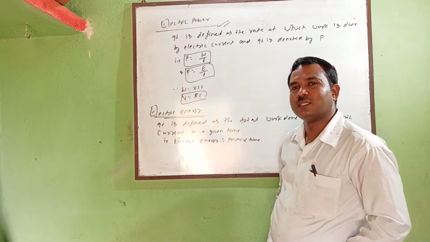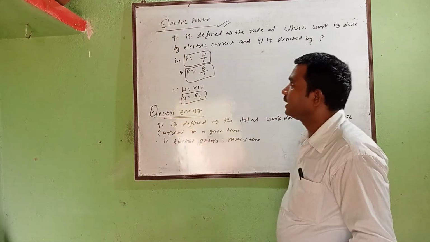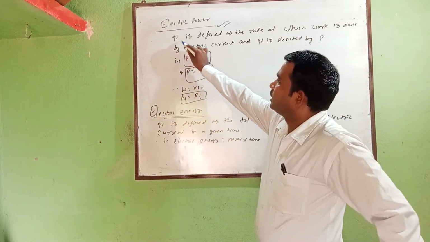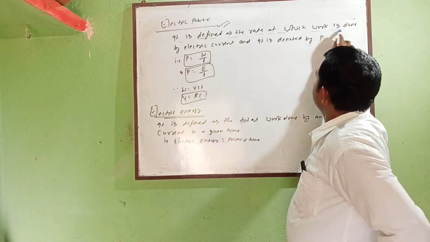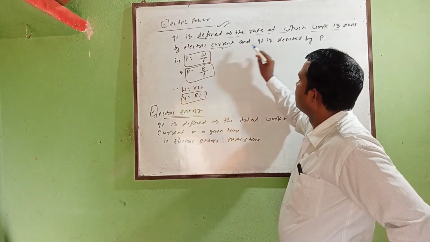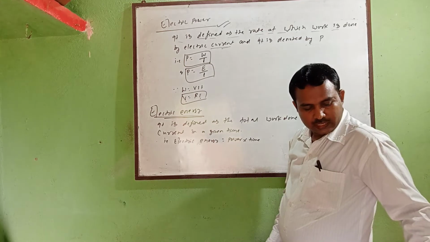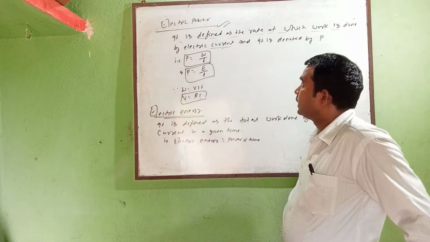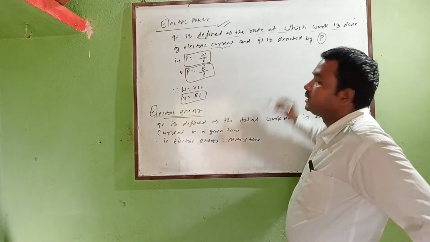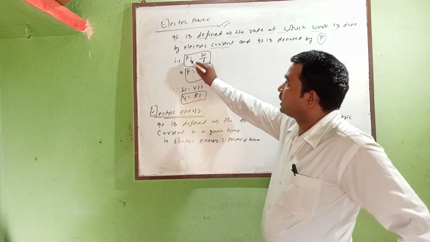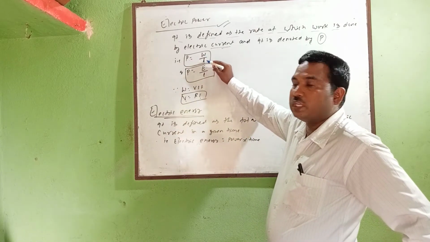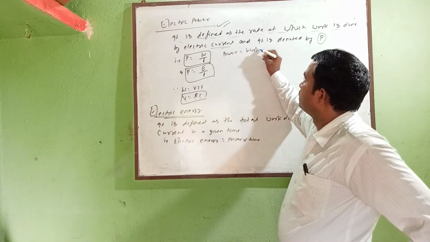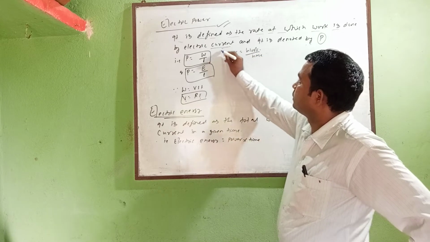Electric power means what? Work done per unit time, simply. It is defined as the rate at which work is done by electric current, meaning how much work is done by the electric current during that time. It is denoted by P. Power is denoted by P. So you can write P is equal to W by T, that is, power equals work by time. Is it clear?